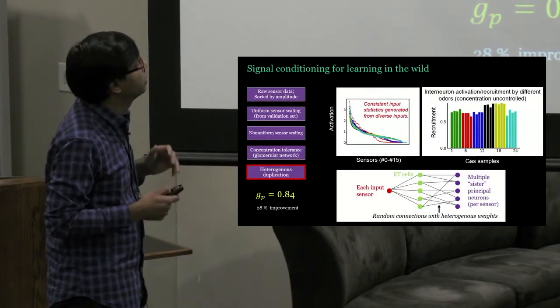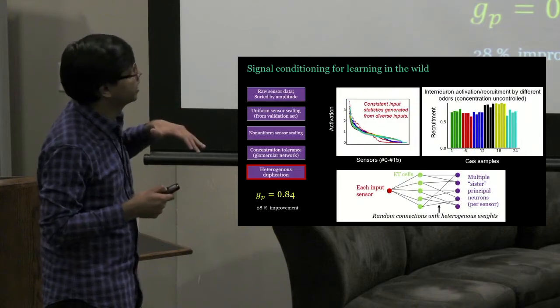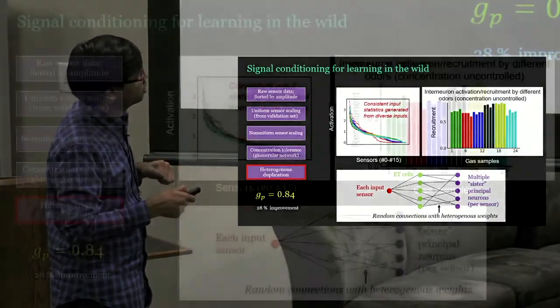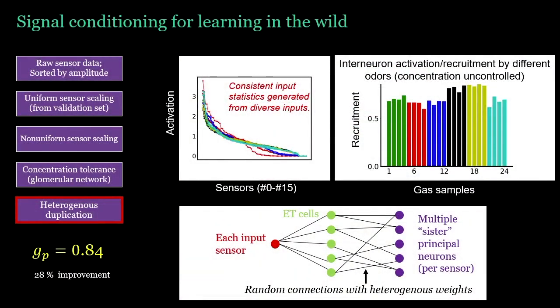Now, the last step is heterogeneous duplication. If you look at the sensor response profiles for all the gas types after this step, they are approximately similar. And if you look at the fraction of interneurons that spike, they are approximately similar. And the goodness is a 28% improvement, which is 0.884.